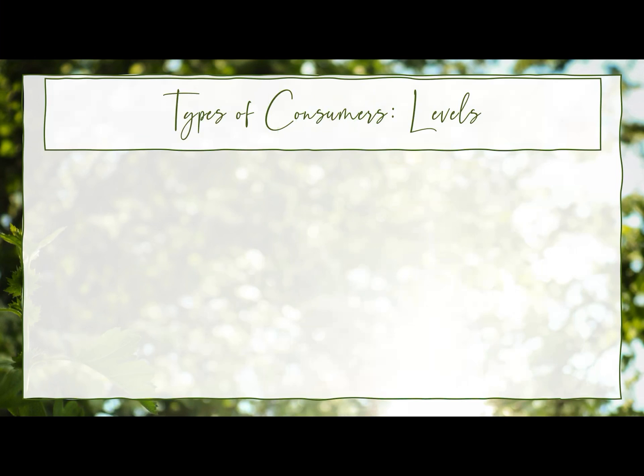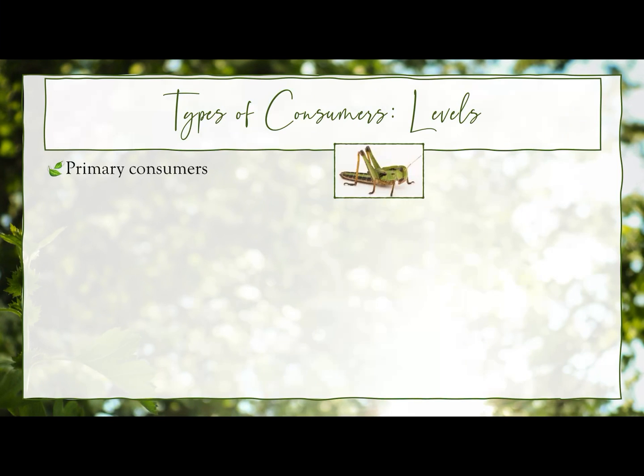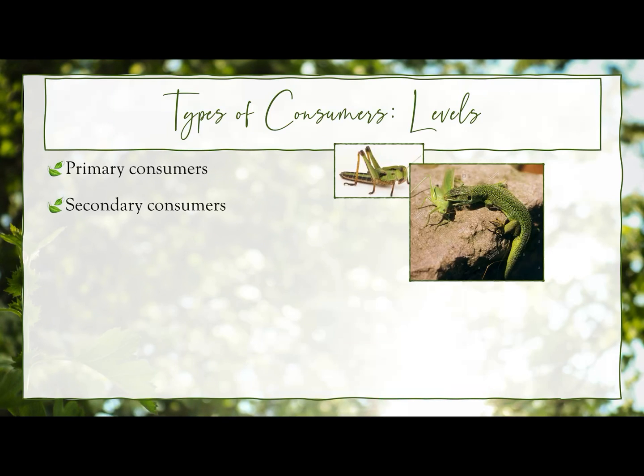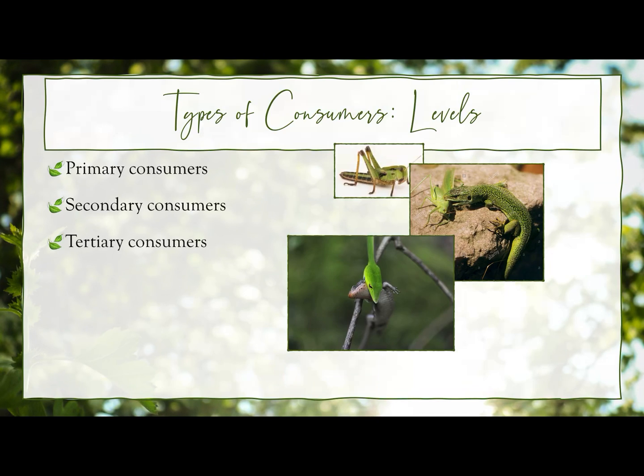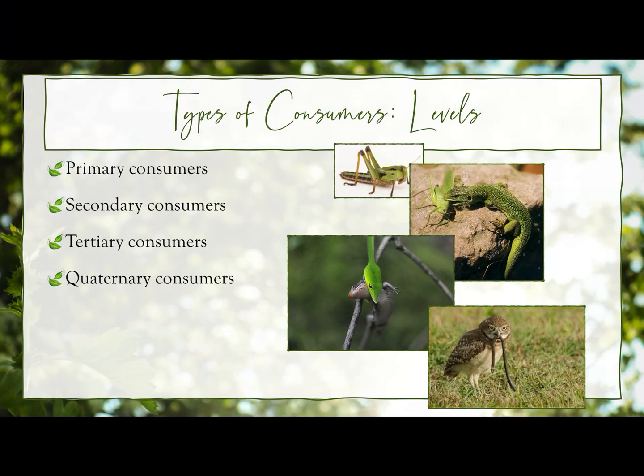Okay. Now we can look at consumers on a level by level. That breaks it down pretty simply for the most part. So we can have primary consumers. They're the ones that are going to eat the producers. So they're the first level to be eating the producers. From there, a secondary consumer would then eat the primary consumer, a tertiary consumer would then eat the secondary, and a quaternary would then eat the tertiary.